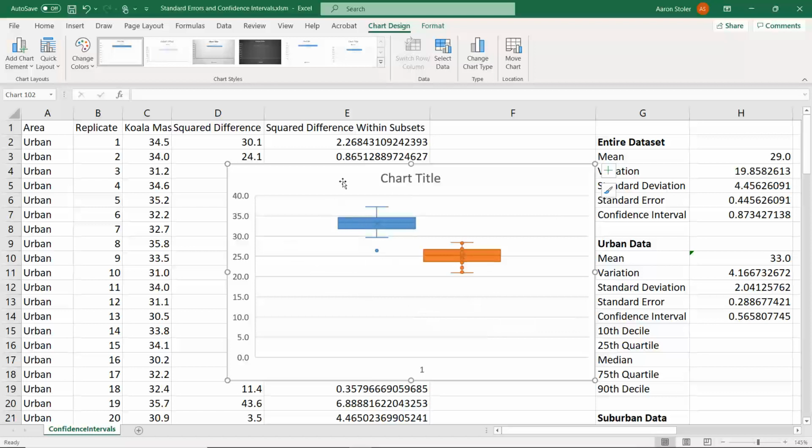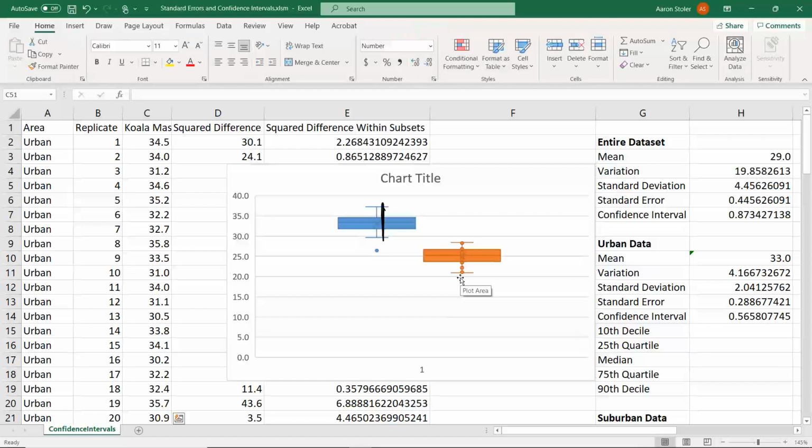And you can see that the urban data has a greater mean than the suburban data. It's also possible for you to see where the variation is. Essentially, if we were to lay our histogram on its side, how fat is that histogram? How wide is that histogram?